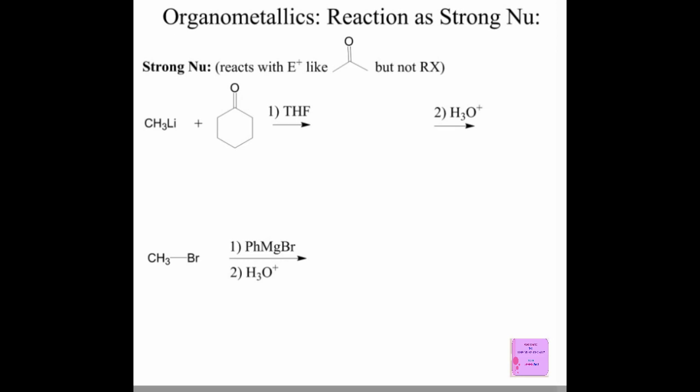Where we're typically going to be using our organometallic reagents like a Grignard is as a strong nucleophile. This is where it's most useful, which means it reacts with an electrophile like a carbonyl. Not alkyl halides. We've seen those as electrophiles before, but these do not react with Grignards. We'll see an example of that.